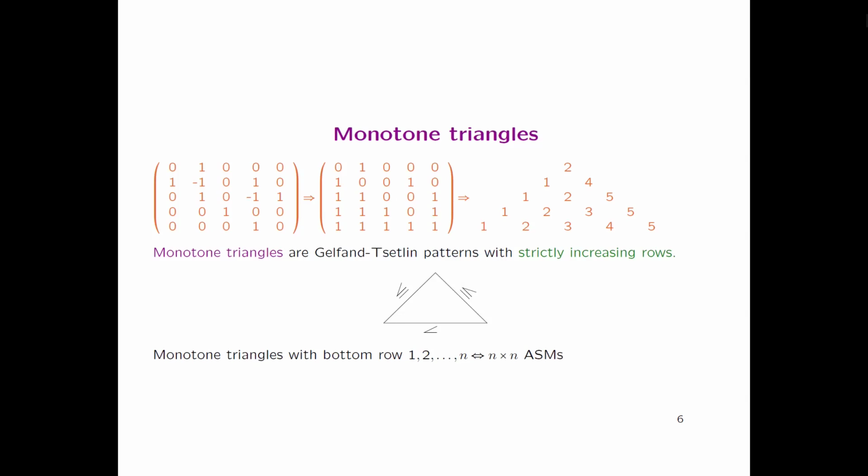And if you think about this for a while, this will always be a Gelfand-Tsetlin pattern. And Gelfand-Tsetlin patterns with strictly increasing rows are called monotone triangles. And if you have in the bottom row the integers from 1 to n, then it's in bijection with alternating sign matrices.